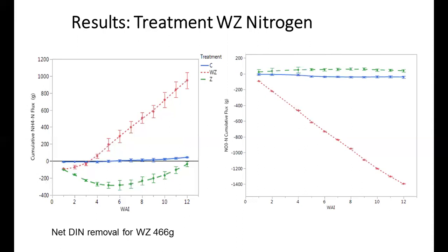The first graph on the left shows ammonium flux, and on the right is nitrate flux. Even though we had a great reduction in nitrate, we also had a great increase in ammonium. There was 1,400 grams of nitrate removed and 1,000 grams of ammonium created. So still a net decrease in nitrogen. But next we had to find out why we had this ammonium creation.